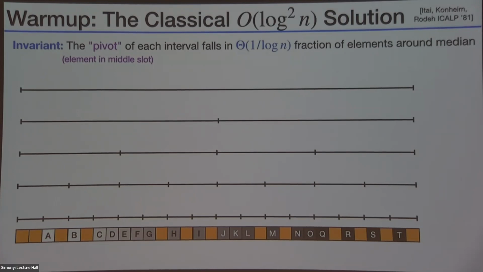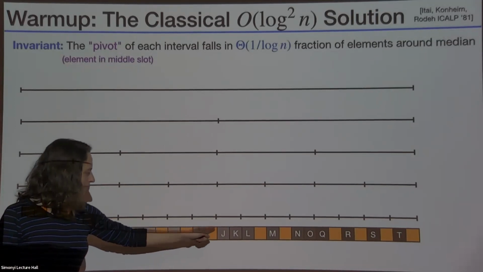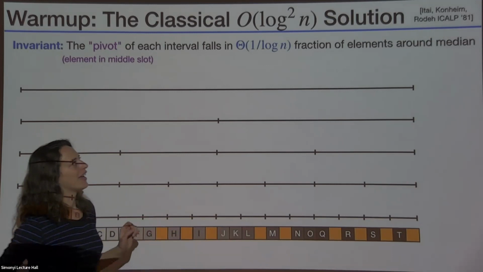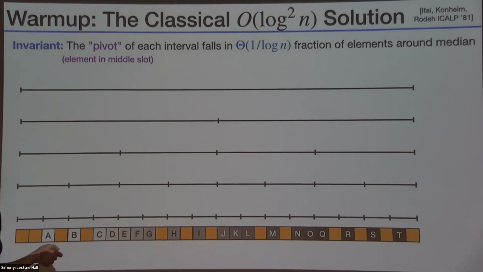And what we would like to say is that the pivot of each interval falls in the middle 1 over log n fraction of the elements around the median of all the elements in that interval. This is the same thing as the density of parent versus density of child, because if the pivot, which falls right in the middle, is within the middle 1 over log n fraction of the elements around the median, then you cannot have the case where one side is extremely dense and the other side is extremely sparse.